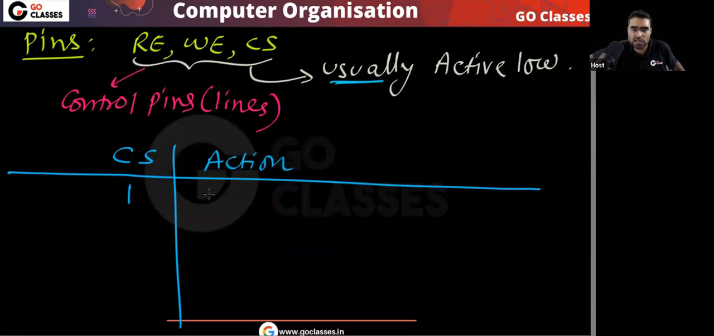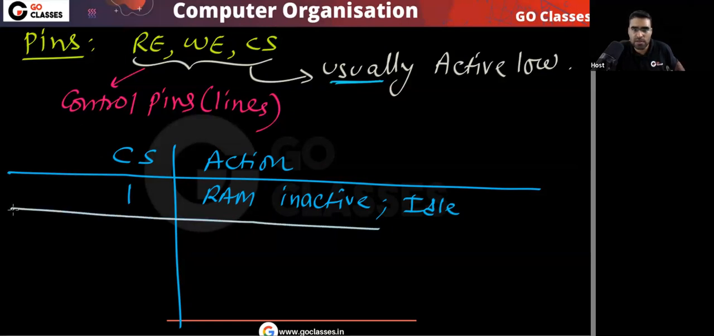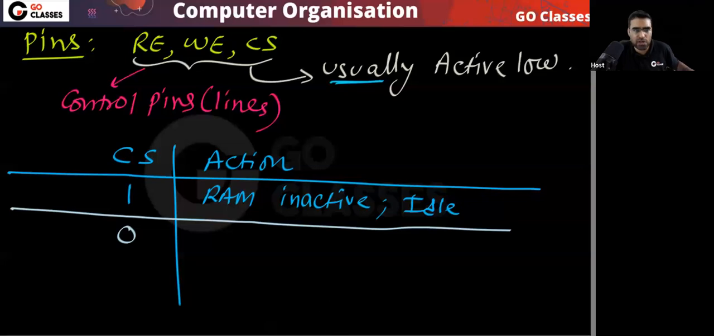In this situation, your chip, your RAM, is idle. Your RAM is inactive. Your RAM cannot do any functionality. All the connections will not work. Yes or no? So very simple, this is the idea. This chip select is active low. What it means is, when it is 0, then the chip will be active, then your RAM will be active.